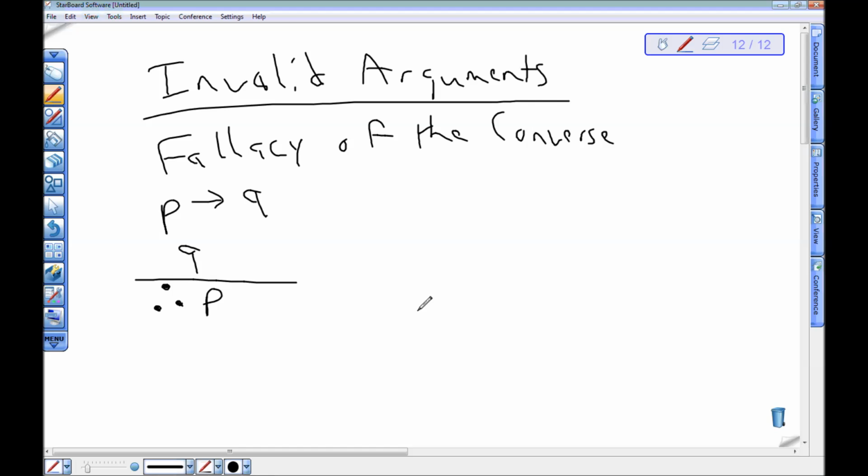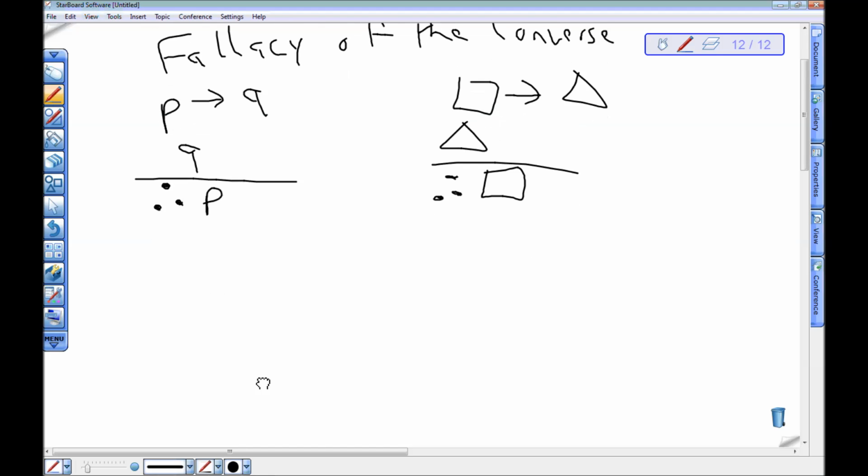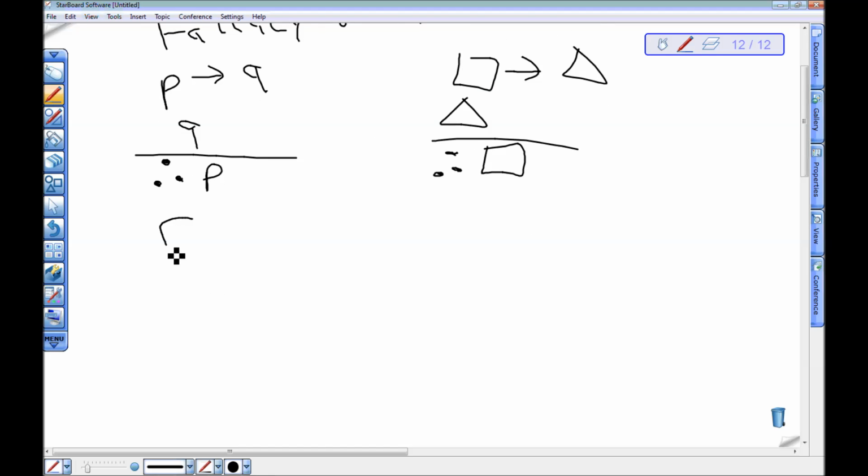If you symbolize your argument and you see this is what it looks like, or again, this is its general form, if this then that, you can't conclude this. Okay, so if you have something that looks like this, it's a bad argument, it's invalid, you don't need to do the truth table. It's already been done many, many times.